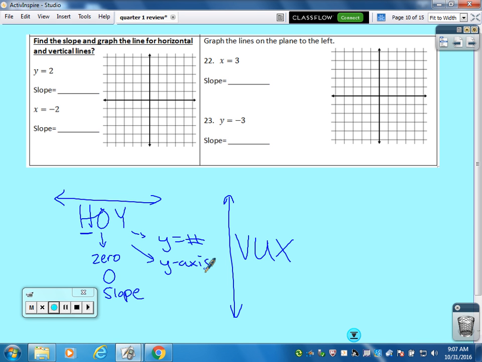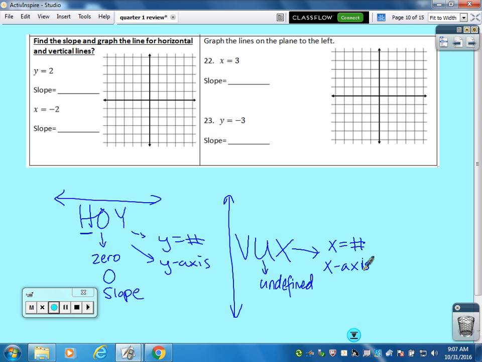So the vertical one, very similar. So the VUX, the V stands for vertical. The U stands for the undefined slope. You do need to write out undefined there. And the X stands for the equation, X equals a number. Notice you don't have any Y's in this one, you don't have any X's in this one. And it starts on the X-axis.